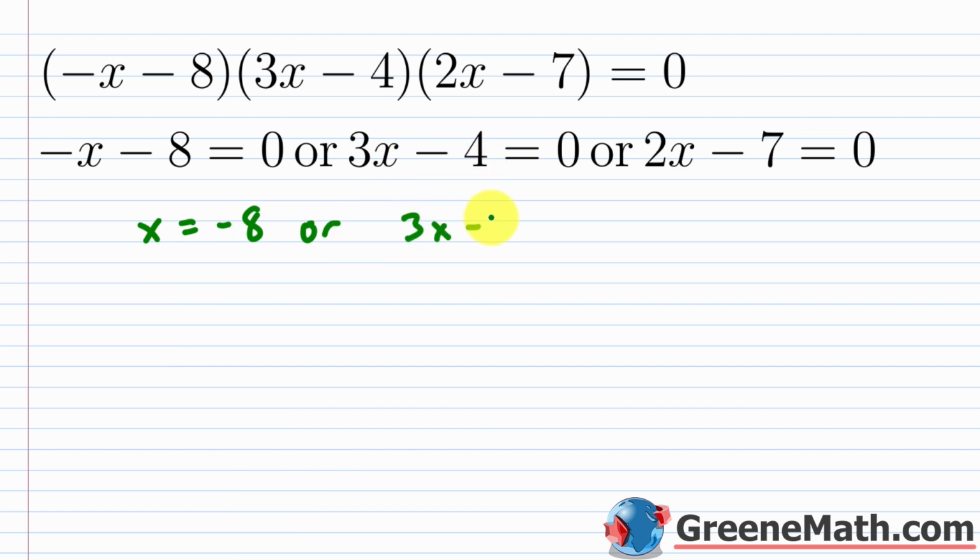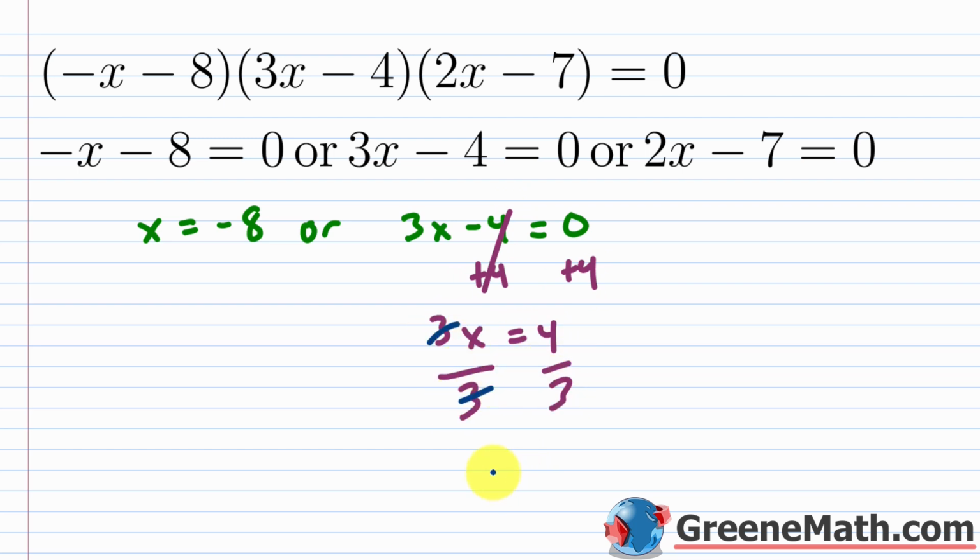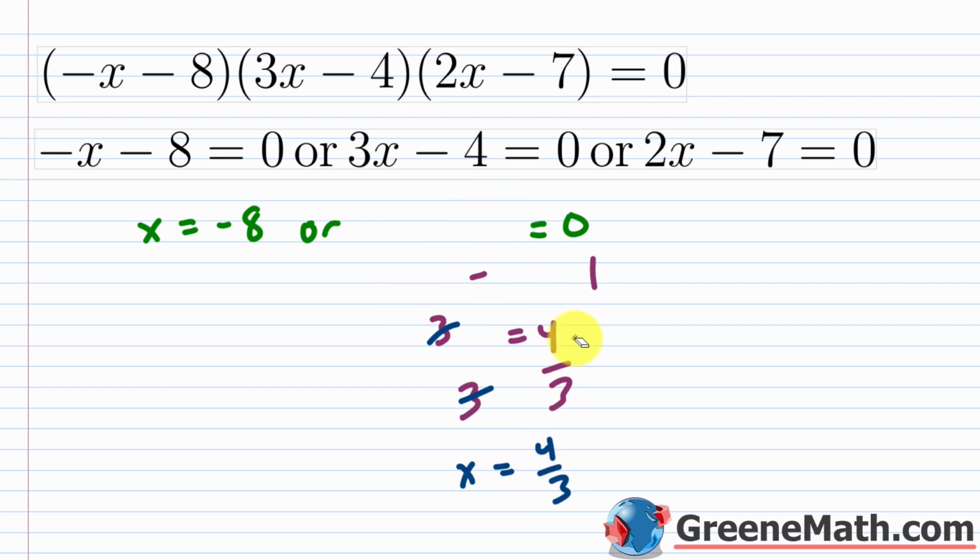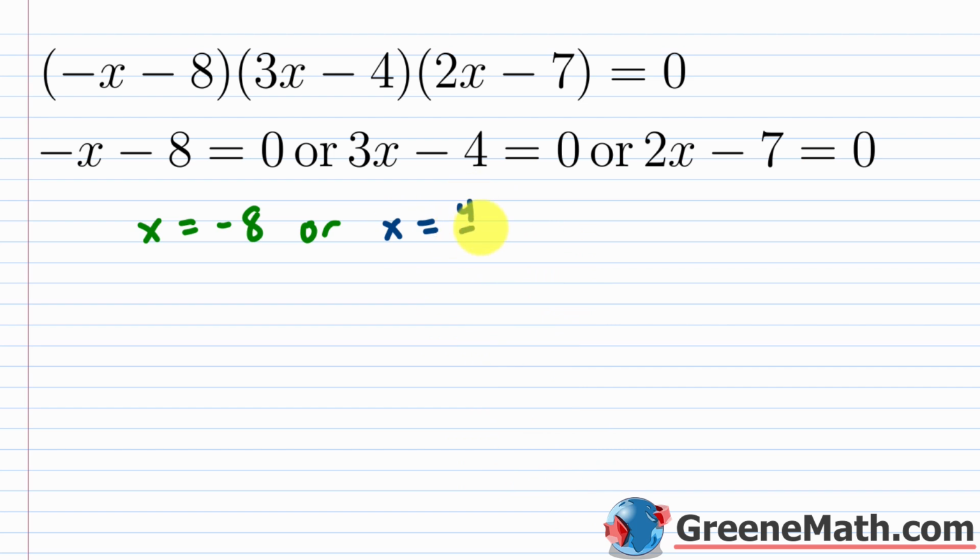So we have 3x minus 4 is equal to 0. We're going to add 4 to both sides of the equation. This cancels. You get 3x is equal to 4. Divide both sides of the equation by 3. And you're going to get that x is equal to 4/3. So let's put x is equal to 4/3.